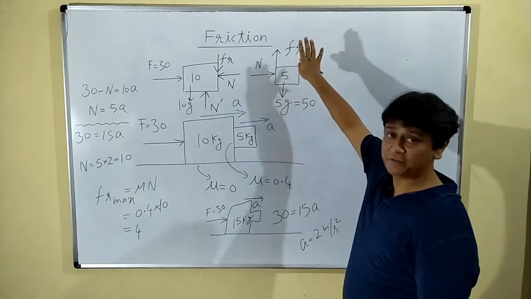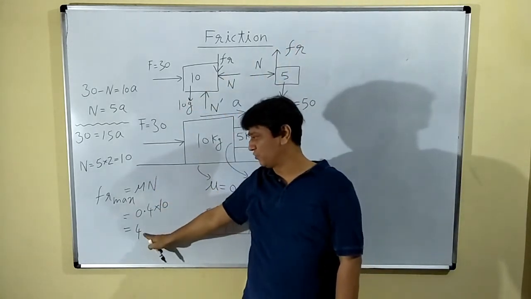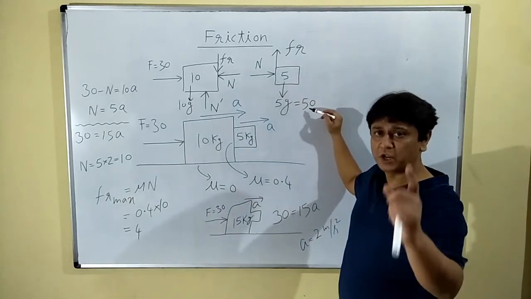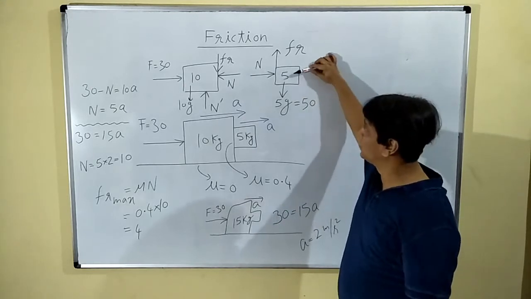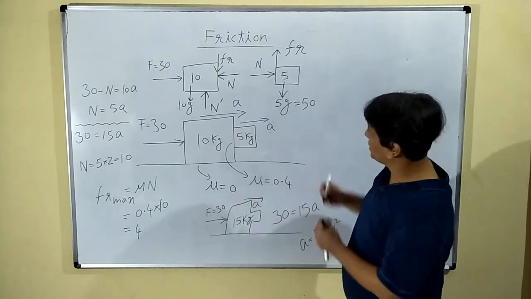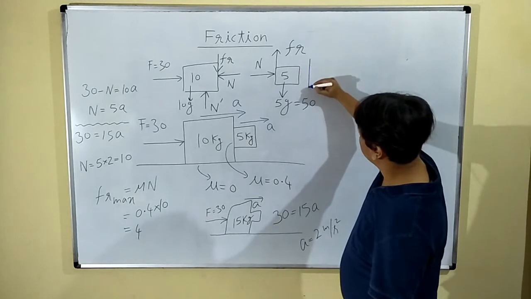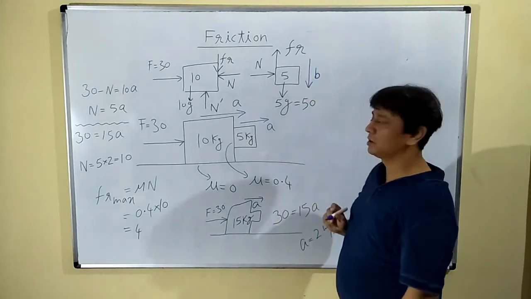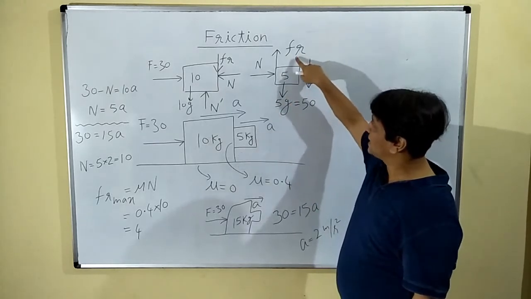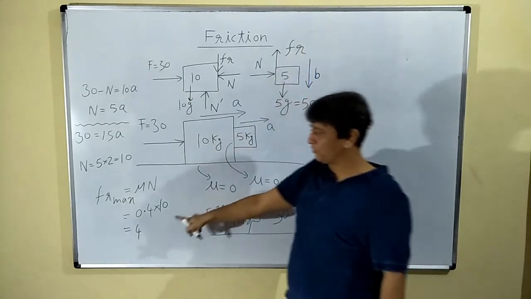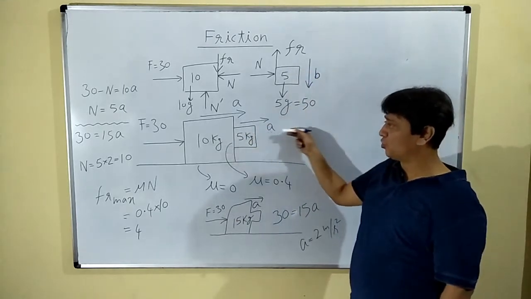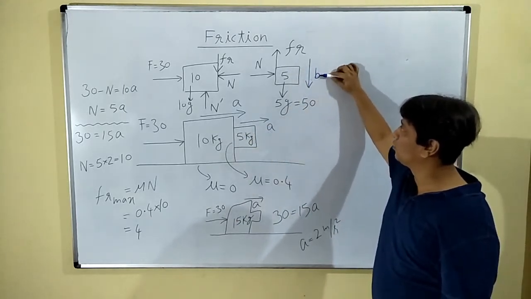Kitne maximum hain? FR nahi, kitne maximum hain jo rok sakte hain? 4. Kitne hain jo isko neeche ki taraf kheench rahe hain? 50. Which means there is no way you can keep this 5 kg body vertically at rest. Ye pakke se neeche ki taraf aayega with what acceleration? b. Is 5 ke paas horizontal bhi hai, and since maximum of this FR is only 4, there is no way you can stop it vertically. Horizontally toh move kar hi raha hai, vertically bhi move karega with what acceleration?